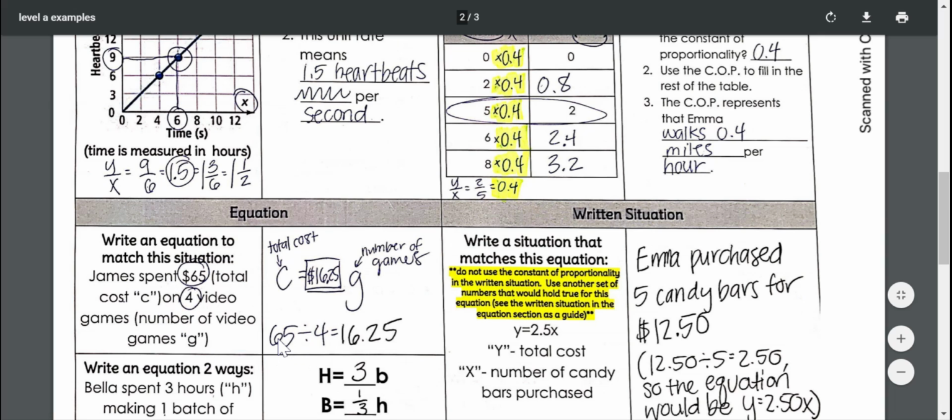So I did the cost, which is $65, divided by 4, which was the number of video games. So I know each video game costs $16.25. Once I have that unit rate, I can write my equation. The equation should be C equals 16.25G, because the total cost is equal to $16.25 times the number of video games purchased.